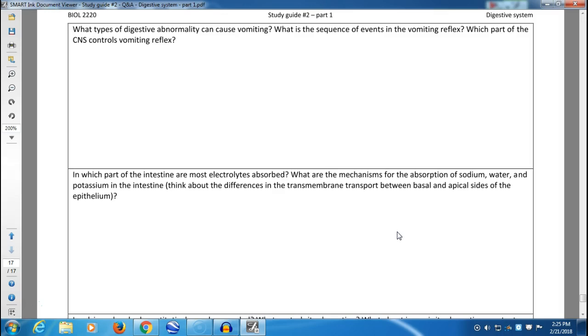So that sensory input from the stomach reaches the vomiting center in the medulla. And the medulla, essentially, what does it induce? How would you call it? Inverse peristalsis, yes. Okay?